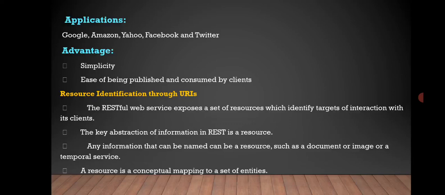The applications are Google, Amazon, Yahoo, Facebook, and Twitter. Advantages are simplicity and ease of being published and consumed by clients, and resource identification through URIs. RESTful web services expose a set of resources which identify the targets of interactions with their clients. The key abstraction of information in REST is a resource. Any information that can be named can be a resource, such as a document or image or a temporal service. A resource is a conceptual mapping to a set of entities.